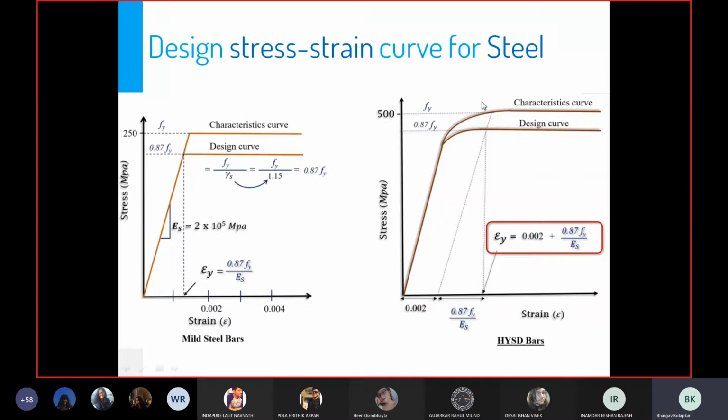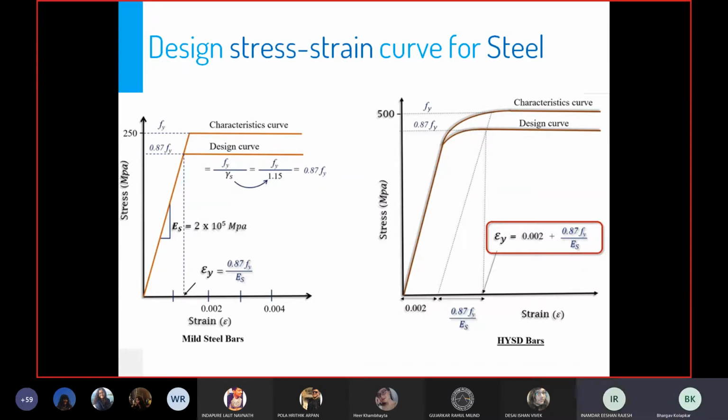If it is not ductile, if it's still in the elastic region, we might get a brittle behavior. So just to make sure that the steel behaves in a ductile manner, we define our yield point conservatively.